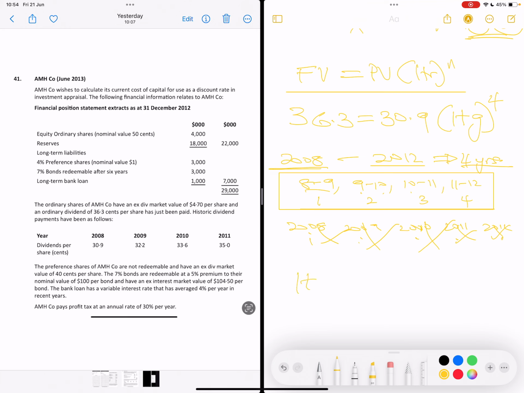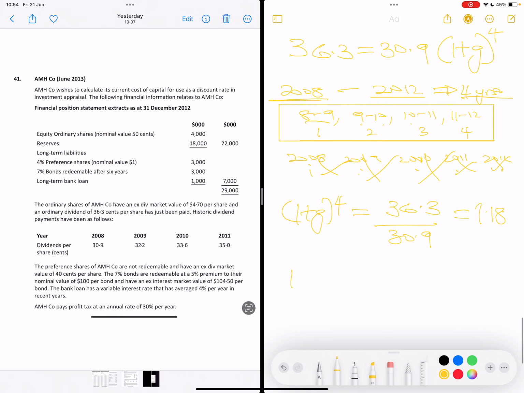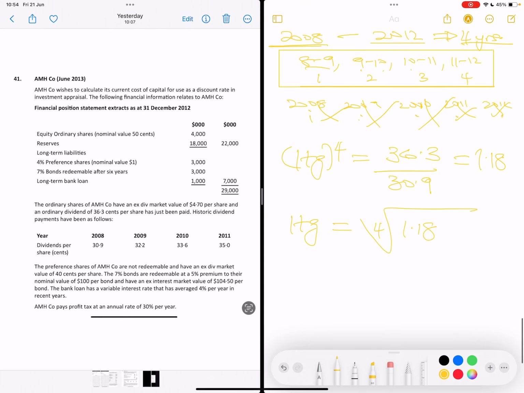So 1 plus g raised to power 4 equals 36.3 divided by 30.9. And that equals what? 36.3 divided by 30.9 is 1.18. So 1 plus g will equal the 4th root of 1.18, or you can say 1.18 all raised to power 1 over 4.